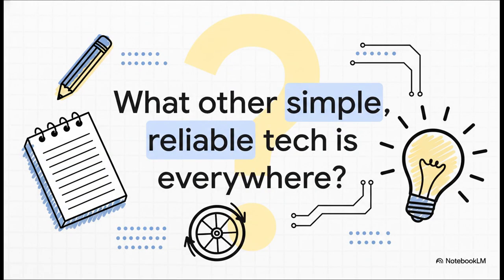The story of APB is just a perfect lesson in engineering. It reminds us that best doesn't always mean fastest. So, think about it. What other simple, reliable technologies are all around us, not in spite of their simplicity, but because of it?